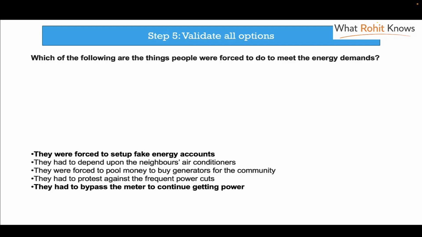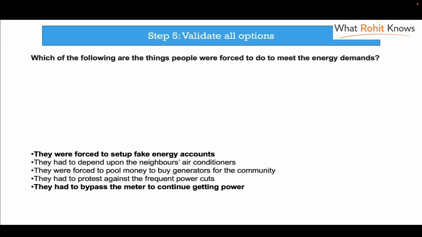So in this case, if I take notes, I'll note down energy, power shortage in community, fake energy accounts, bypass meter, neighbors, these kind of things. So when I'm validating the options at the end, I'll pick option number 1. They were forced to set up fake energy accounts, and I'll match it with my notes. And what I've understood is that the audio was about the problems the people were having to meet their energy demands. The situation was so bad that many of them were forced to set up fake energy accounts. Similarly, many of them had no other option but to bypass the meter to continue getting power.